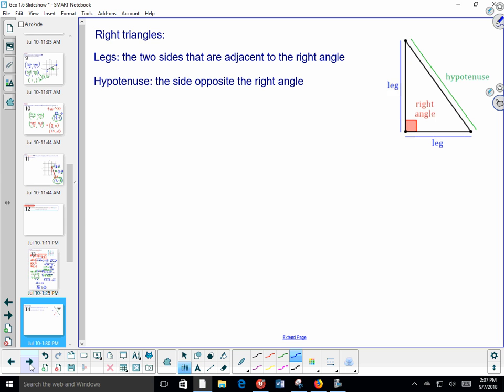The two sides that are adjacent to the right angle, think of it as a side and another side that actually form that right angle, those sides are called the legs of the right triangle. The hypotenuse is the side across from the right angle. So here's the hypotenuse, and it is the one that's across from the right angle.